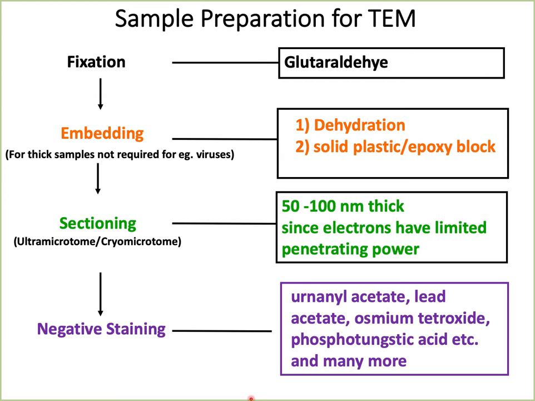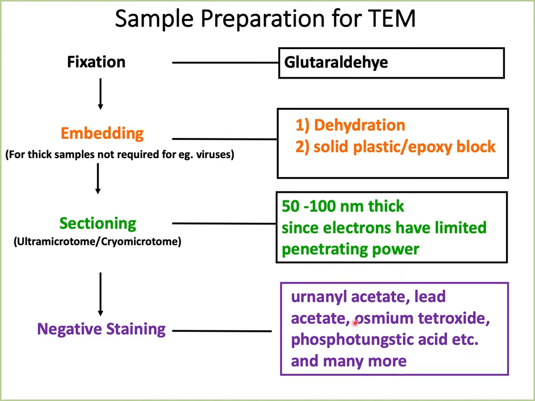You use the fixation, embedding, sectioning, and staining. Fixation is carried out using cross-linking agents such as glutaraldehyde, same as for light microscopy. But there's a second fixation compound usually used for TEM, and that is osmium tetroxide. That's also used as the negative staining reagent, which is written right here, but it is also sometimes used as a fixative agent along with the glutaraldehyde, which I did not mention right here because it takes care of that process.